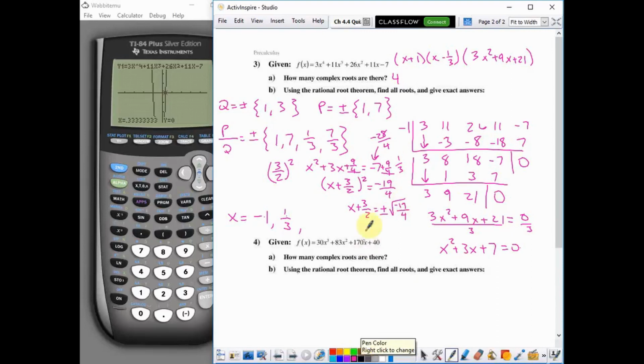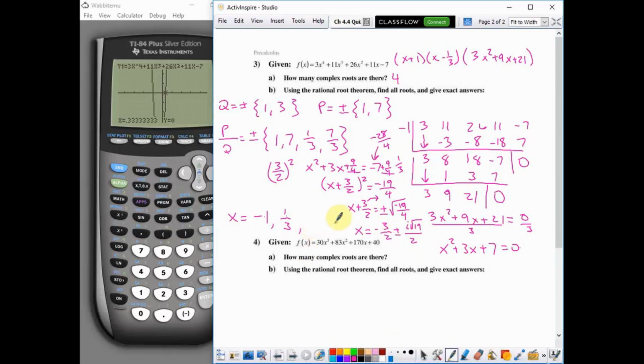And now to simplify, I'm going to move this over and then simplify this radical. So x equals negative 3 halves plus or minus, and this square root of negative 19 is i times the square root of 19. Square root of 4 is 2. So my other two roots are non-real, negative 3 halves plus i root 19 over 2, and negative 3 halves minus i root 19 over 2.